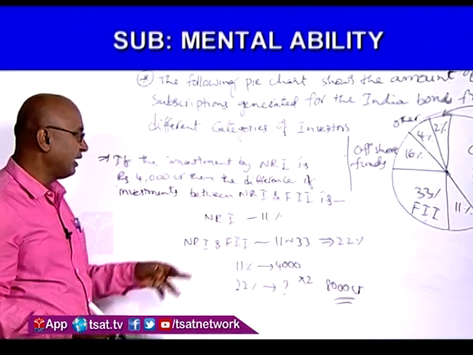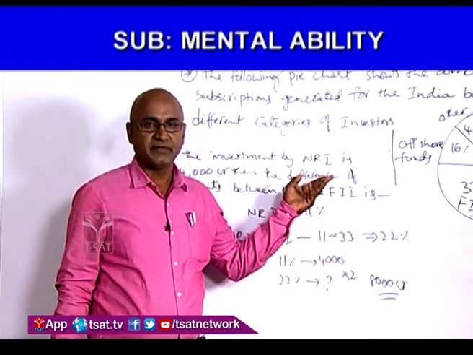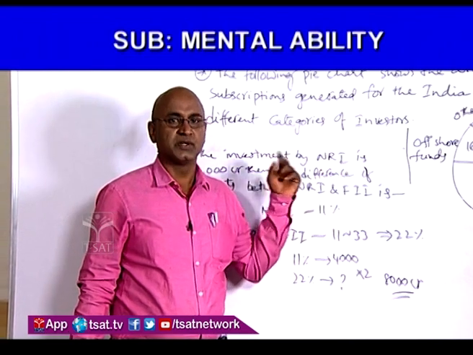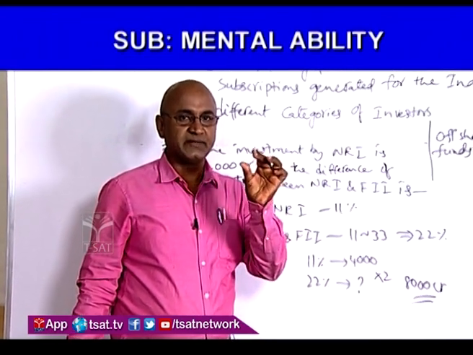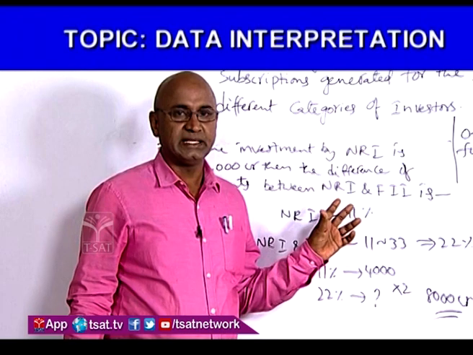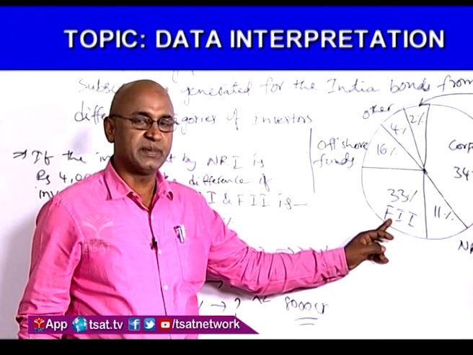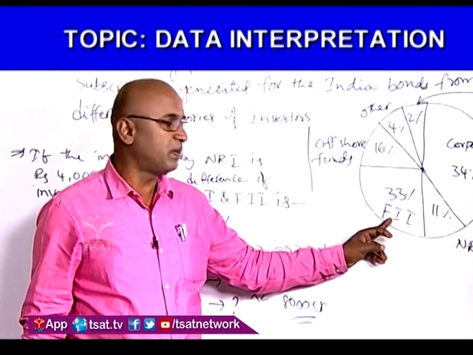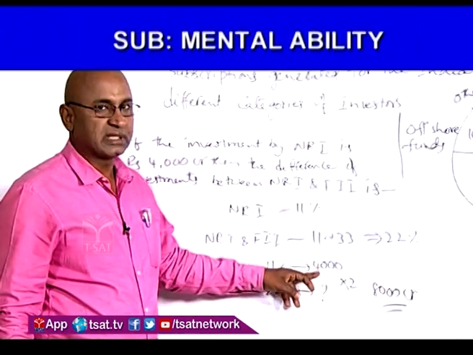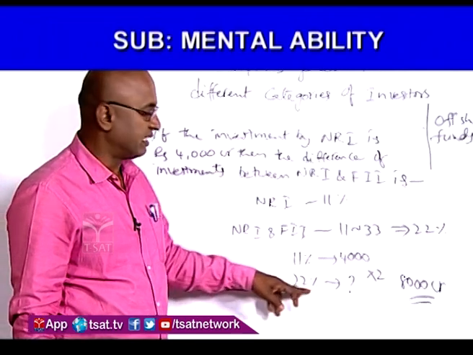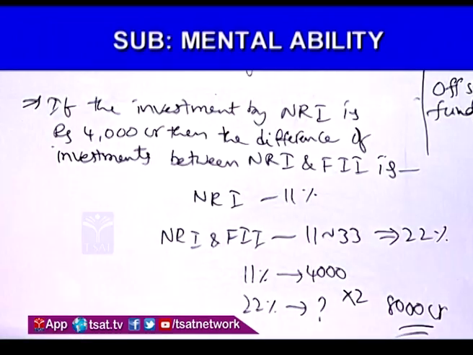So what is the problem here? If the investment of NRI is rupees 4,000 crores, then what is the difference between the investments of NRI and FII? NRI investment is 11% and FII investment is 33% and the difference is 22%. So if 11% is 4,000, then 22% is how much? It will be around 8,000 crores rupees.